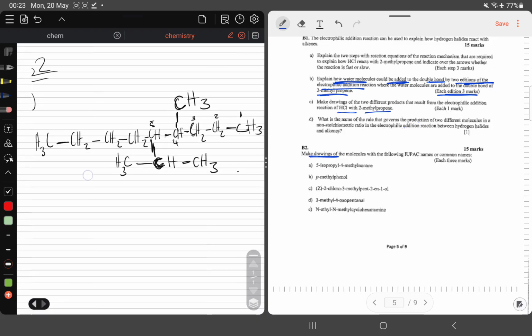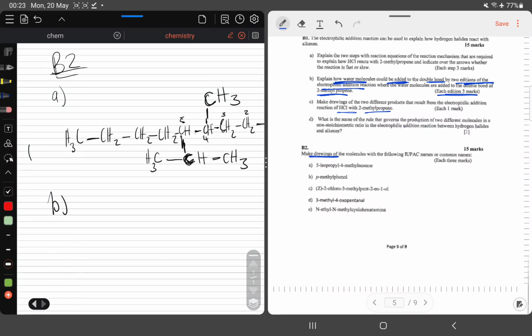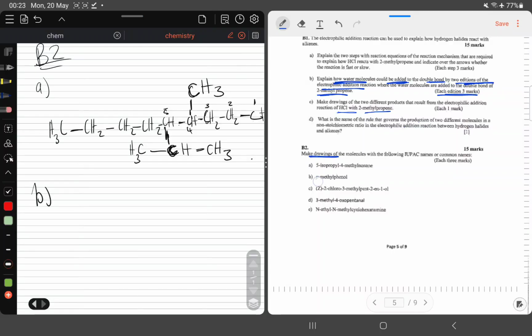Now we go to part B. Part B says we have a p-methylphenol. So P is for para. I want you guys to understand that. When we have something that is cyclic, like a phenol, we could have it like this. Let's show it.